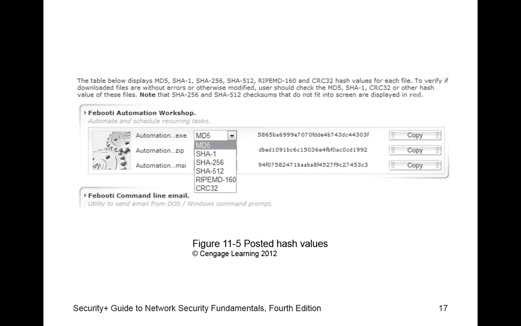Here's exactly what you would see. If I was downloading automation.exe, I could check any one of these and copy this hash just to make sure that it matched.